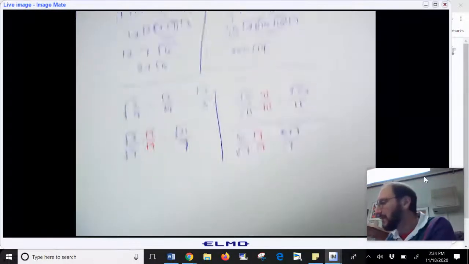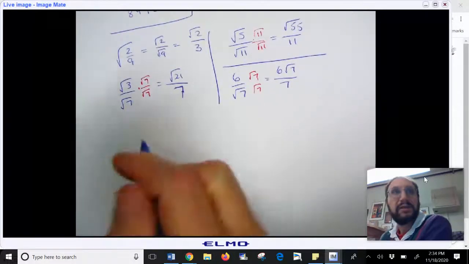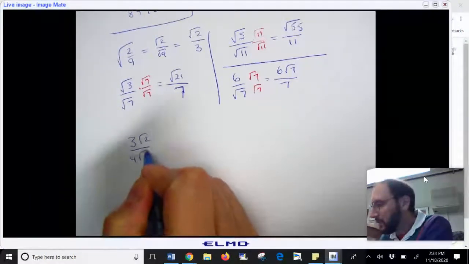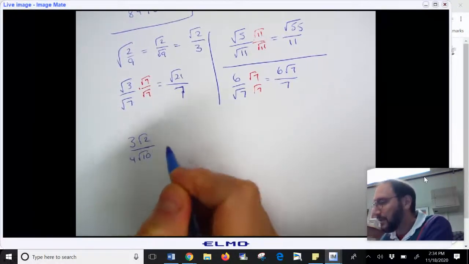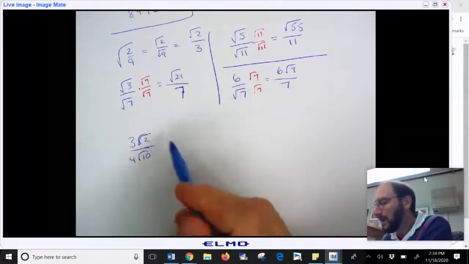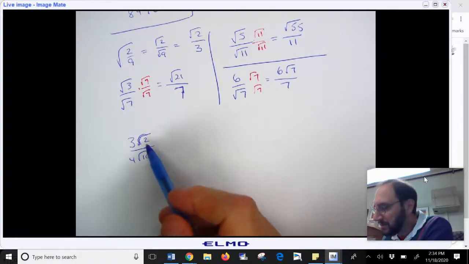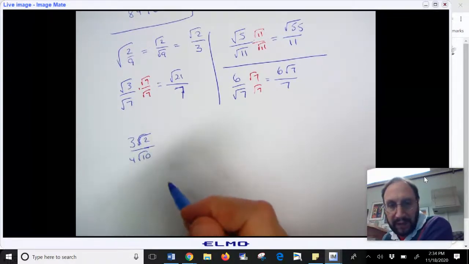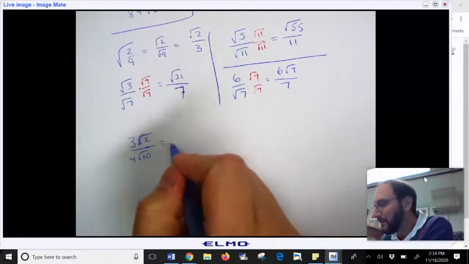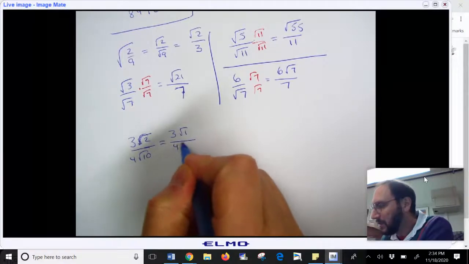The last one I have on the diagnostic was a similar variant of the same problem, and it was 3 square root of 2 over 4 square root of 10. I would always recommend that you reduce fractions before you start. So 3 over 4 doesn't reduce at all, because they have no common factors, but 2 and 10, they're both inside the radicals. So you can say, oh, 2 over 10 is the same as 1 over 5. So I'm going to say this is 3 square root of 1 over 4 square root of 5.